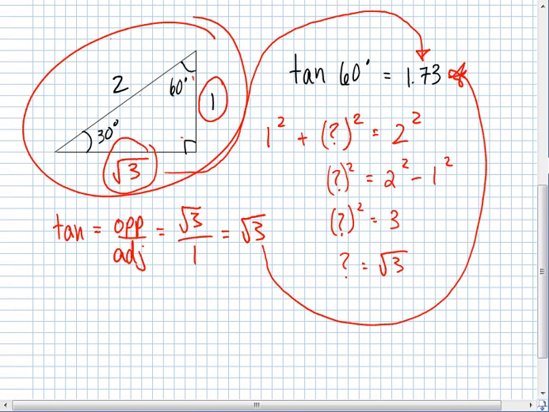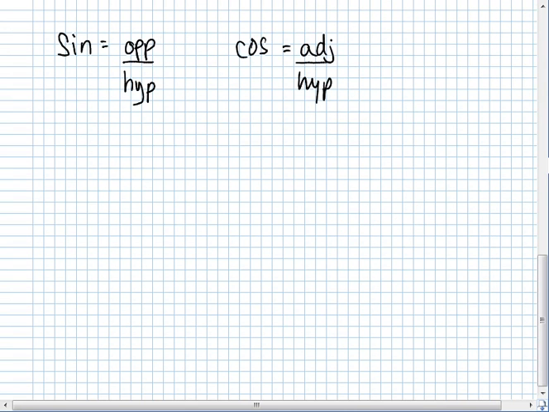Now there's two other ratios. There's the sine ratio and the cosine ratio. Let's review what those are. So sine is the opposite over the hypotenuse, cosine is the adjacent over the hypotenuse. And there are the three of them together, which brings us to our lovely, friendly little acronym to help you remember all of them.